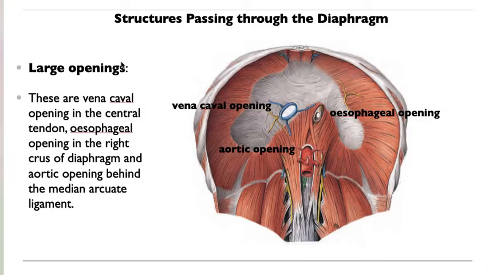So what are the large openings? We have the vena caval opening in the central tendon. This part of the thoraco-abdominal diaphragm is called the central tendon. The esophageal opening in the right crus of the diaphragm, and the aortic opening behind the median arcuate ligament. This is the median arcuate ligament. You can see the caval opening, the esophageal opening, and the aortic opening.